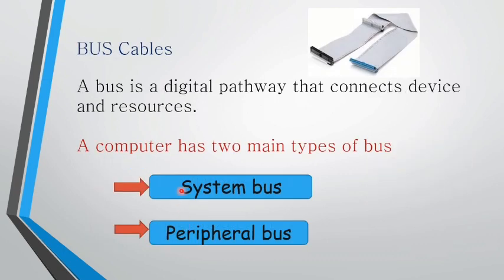Bus cables. A bus is a digital pathway that connects device and resources. A computer has two main types of bus: system bus and peripheral bus.